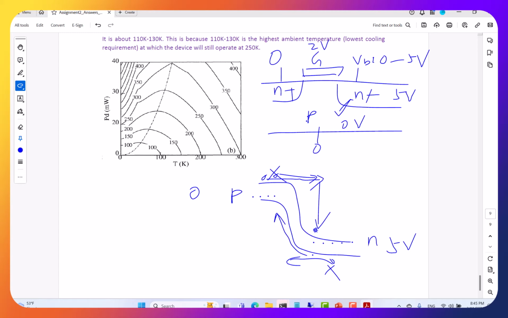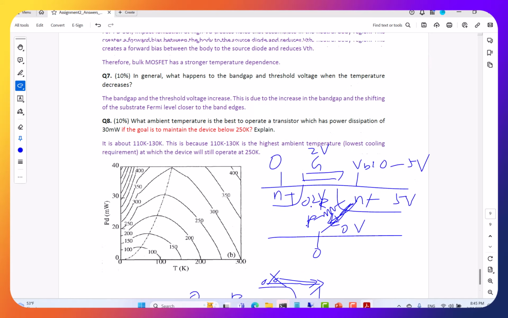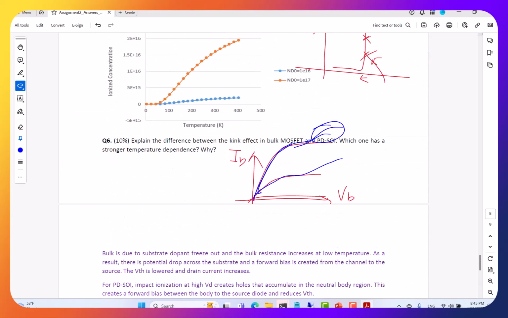Now, when you have impact ionization, that means originally you don't have current, but now you have current going from the drain to source, right? High voltage to low voltage. And then what do you want to say? And then because you have a finite resistance here, and because you have current, this is no longer at 0 bias. It might be at 0.2 volt due to the potential difference. And when it's 0.2 volt, then you reduce the threshold voltage because the substrate is forward bias, right? And that's why your current goes up.